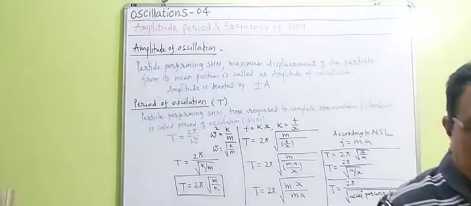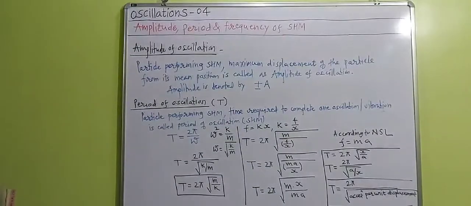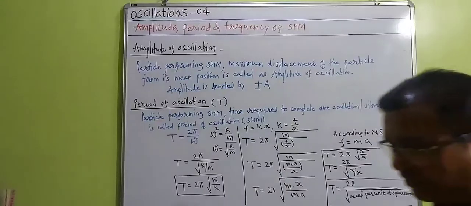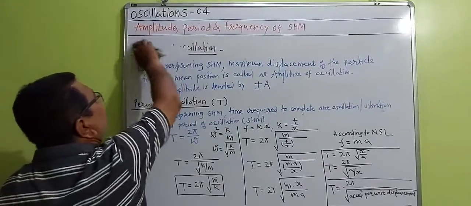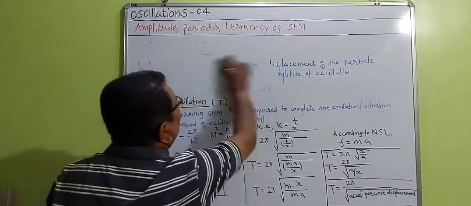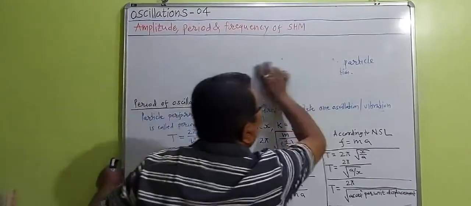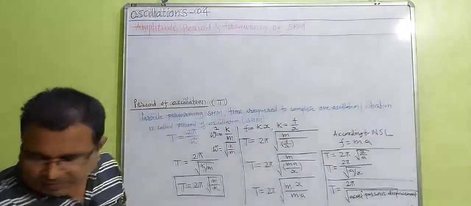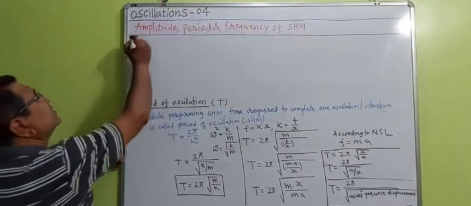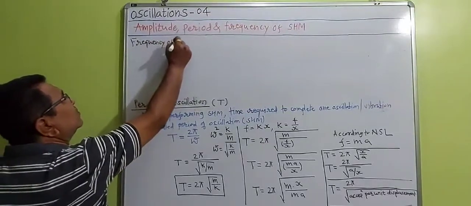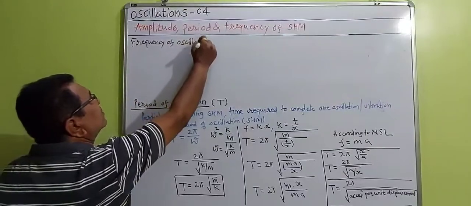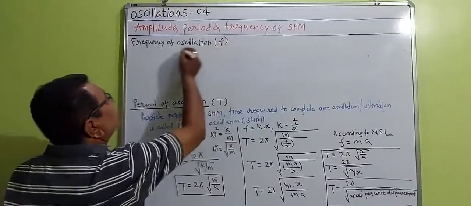So this is all about period. Take a screenshot. Then we have to discuss the frequency of SHM, frequency of oscillation. Frequency is denoted by f.